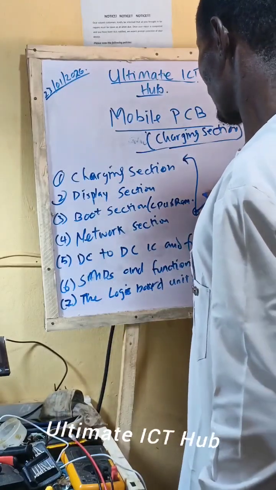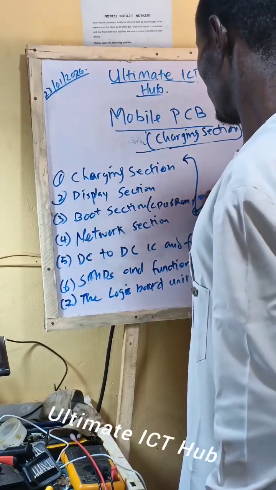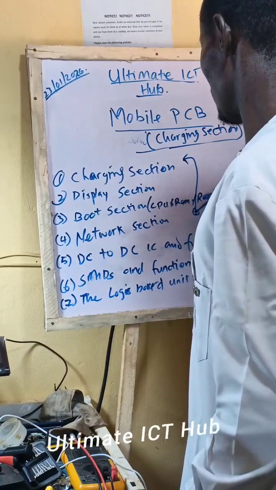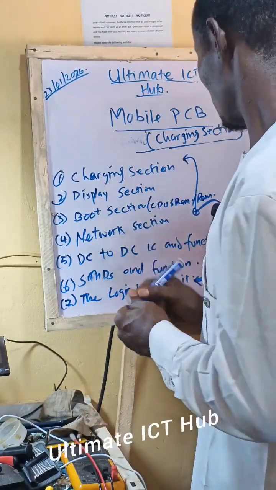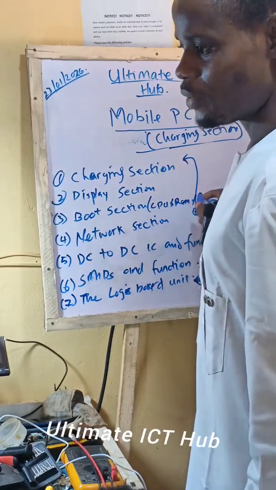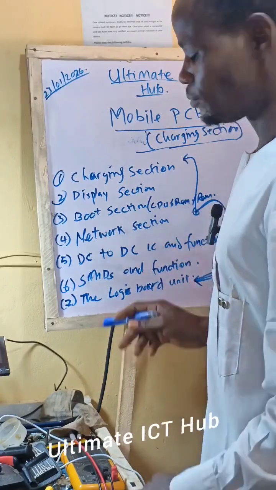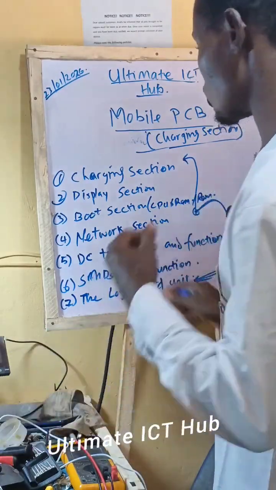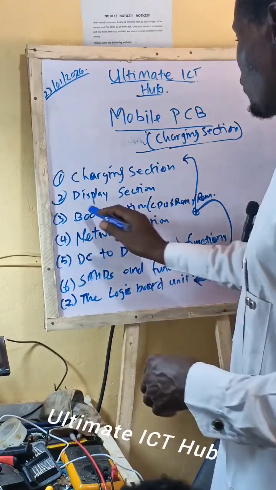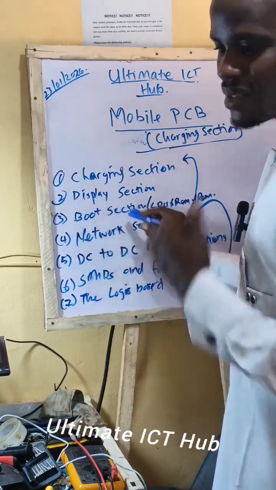CPU, RAM, or ROM. Read-only memory. Don't forget, random access memory. Read-only memory. CPU, central processing unit of the motherboard. So that's this one, it consists of the boot section.